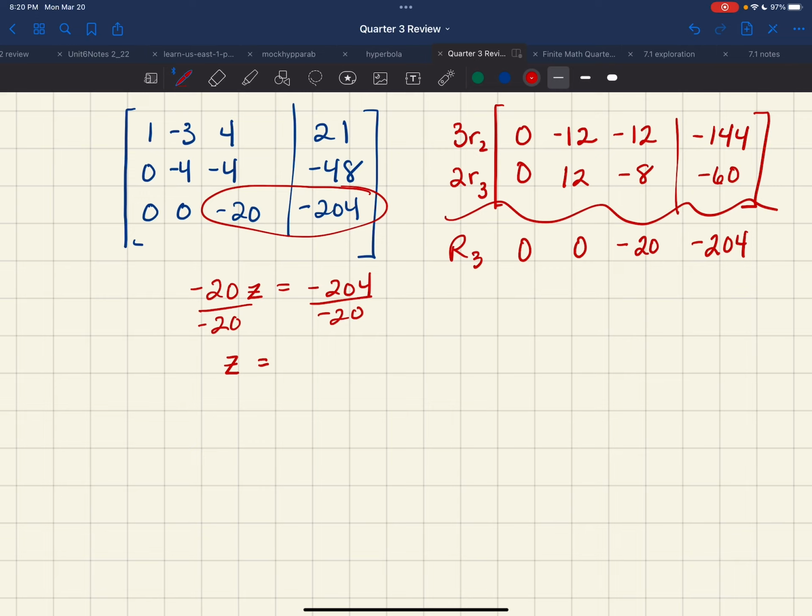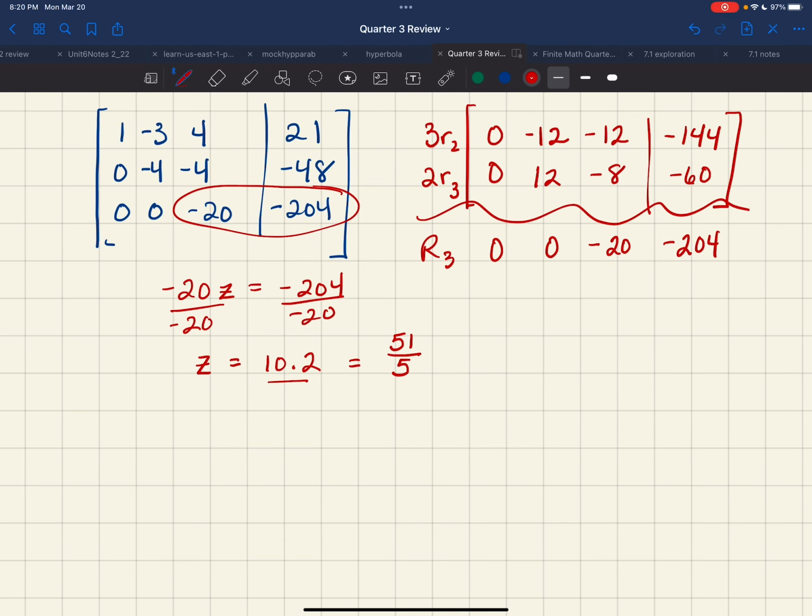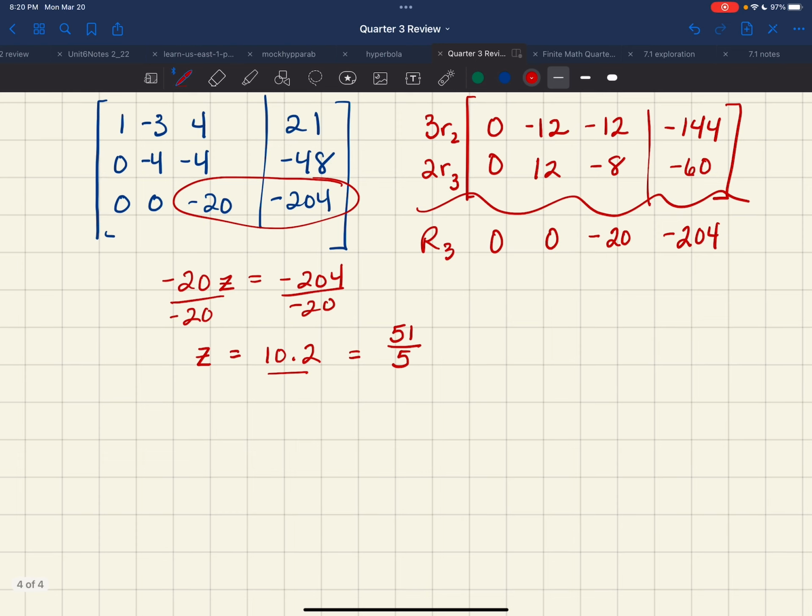So we can do it two ways. We can do it as a decimal, 204 divided by 20. That's going to give me 10.2. Or I could do, and this probably is not the nicest option, but it could also be 51 over 5. Okay, so that's my z value. I'm going to go ahead and probably keep it as a decimal just so that I can get my other values. So there's my z.